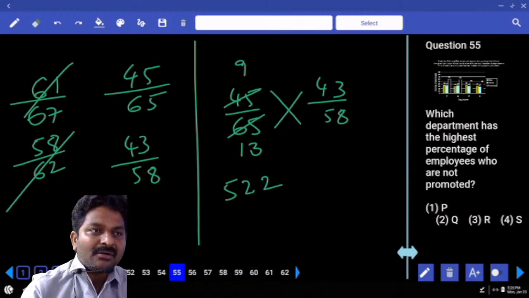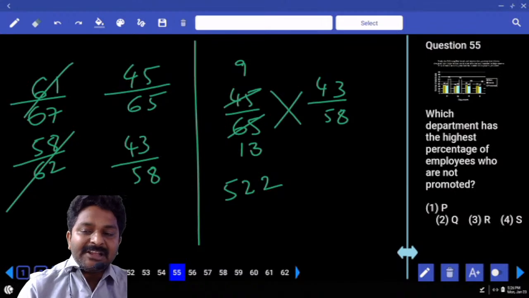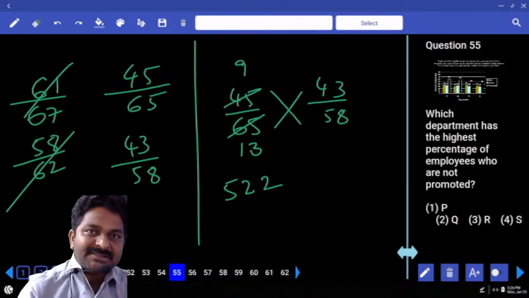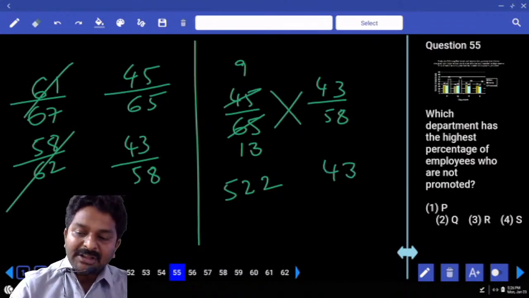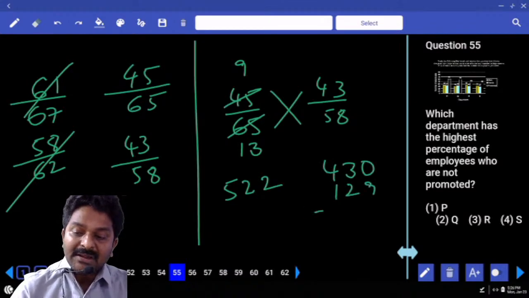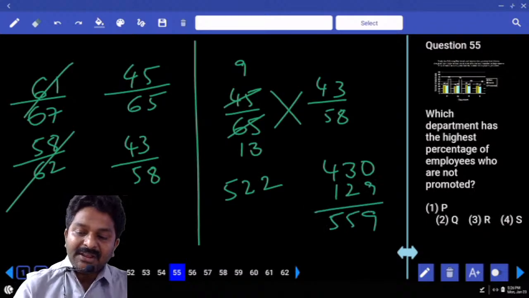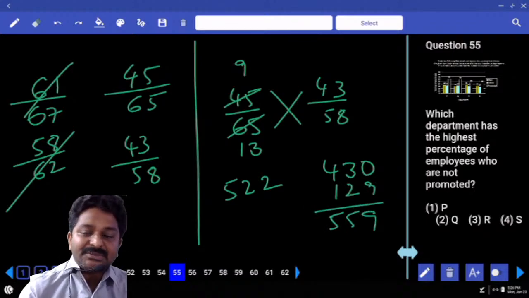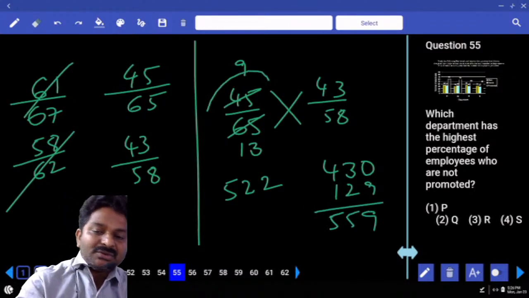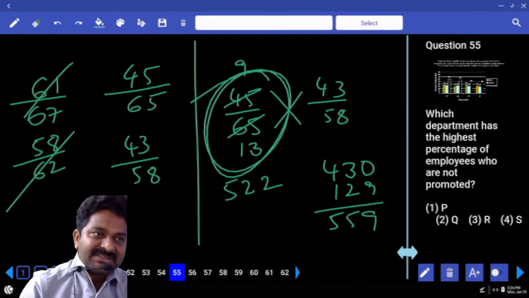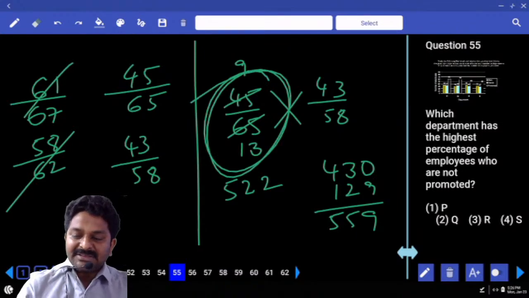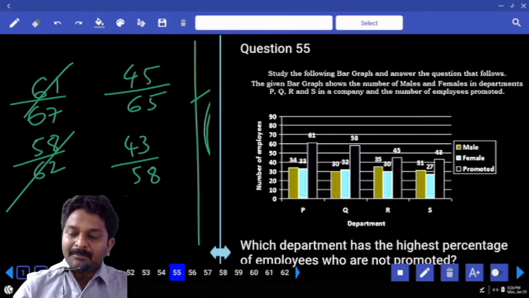522. Now 43 times 13 means 43 ten times plus 3 times that number. 43 ten times is 430, 43 three times is 129, which makes 559. So now out of these two numbers, which is the smaller one? 522. So the one on the smaller side is the least fraction, 45 by 65. So the answer is department R.